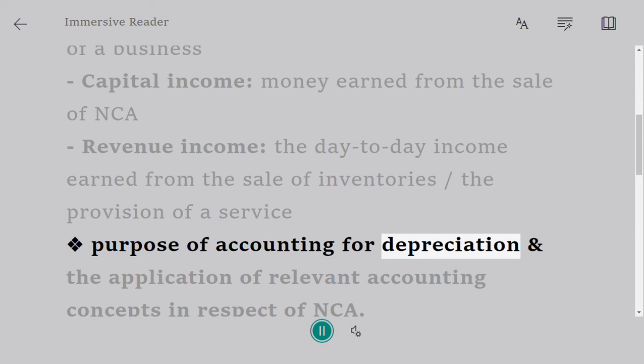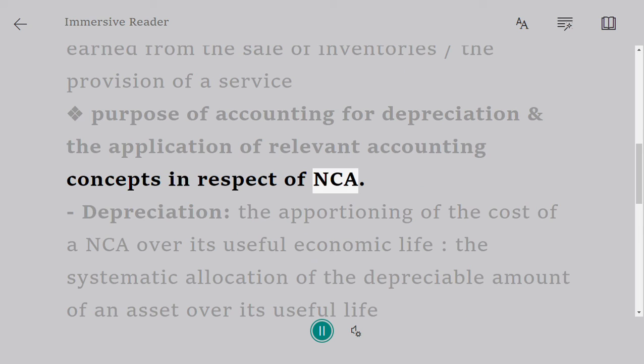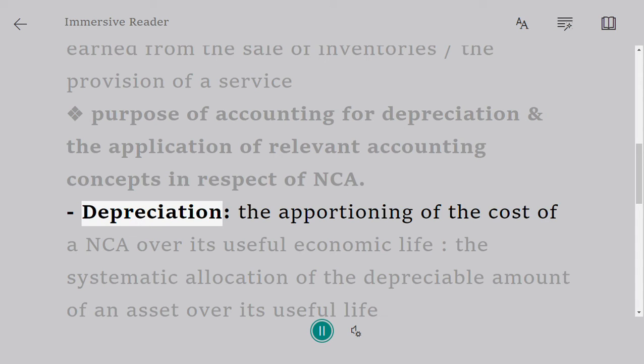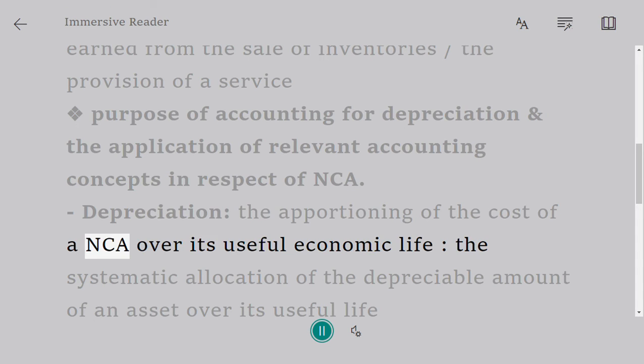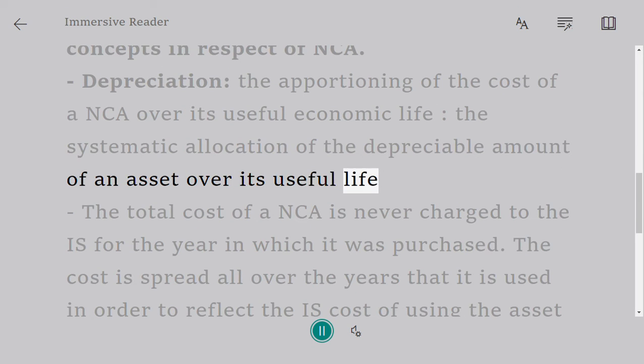Purpose of accounting for depreciation and the application of relevant accounting concepts in respect of NCA. Depreciation is the apportioning of the cost of a NCA over its useful economic life, the systematic allocation of the depreciable amount of an asset over its useful life.